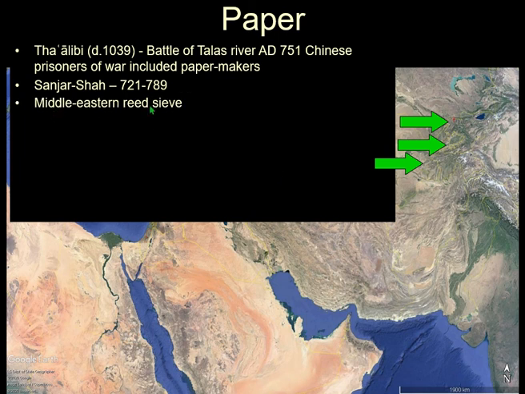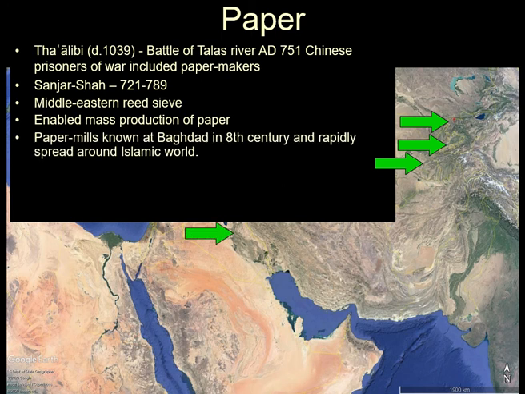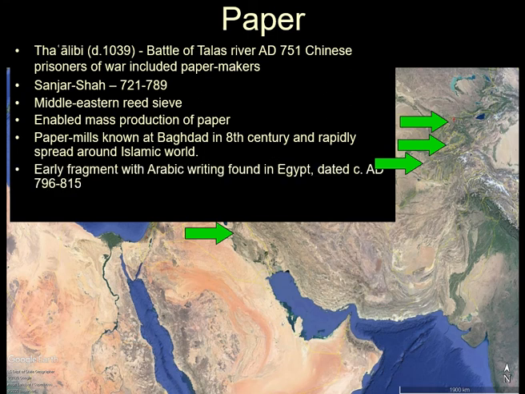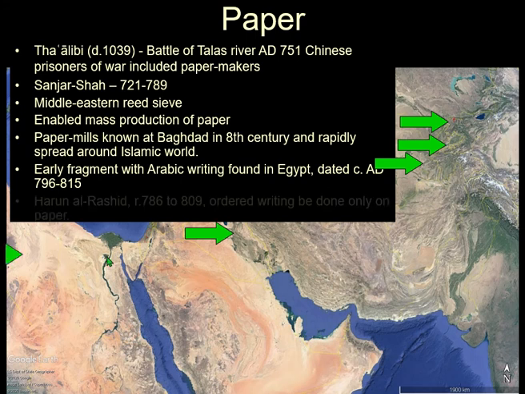So eventually what they work out in the Middle East is to make the sieve to pump out a mass production of paper, to make lots and lots of paper. Paper mills were known at Baghdad in the 8th century, and they rapidly spread around the Islamic world. The earliest fragment of paper with Arabic writing in the Middle East is dated to about 796 to 815. So that's from over here. In fact, I should have an arrow for that.